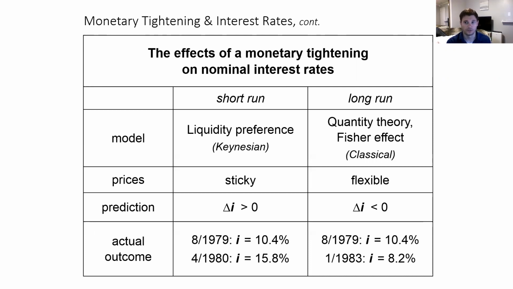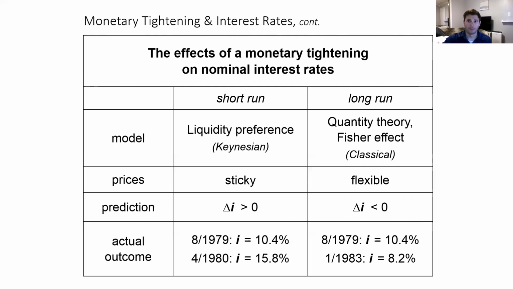Again, more consistent with what the quantity theory and the Fisher effect are predicting when we reduce the money supply in the long run. So these models give us completely opposite predictions when it comes to how money growth affects interest rates. So understanding whether you are thinking in the short term or the long run is really important when it comes to monetary policy.